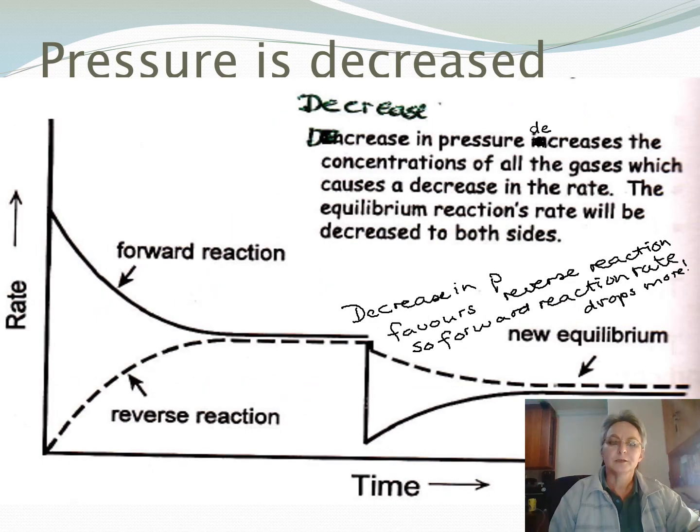When we look at the rate graph when pressure is decreased, we can see that the rate of the forward reaction is decreased more. So the reverse reaction is favored. That's why it drops less when there is a decrease in pressure.